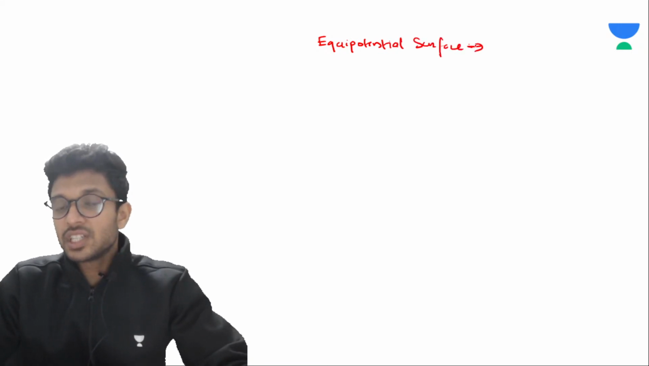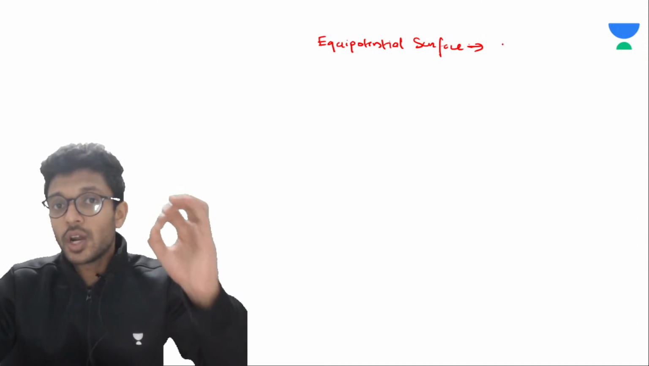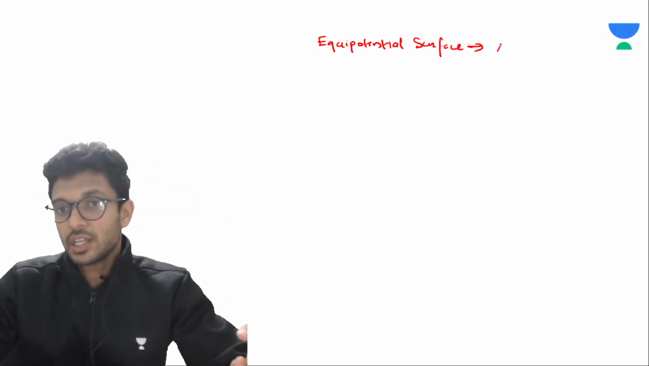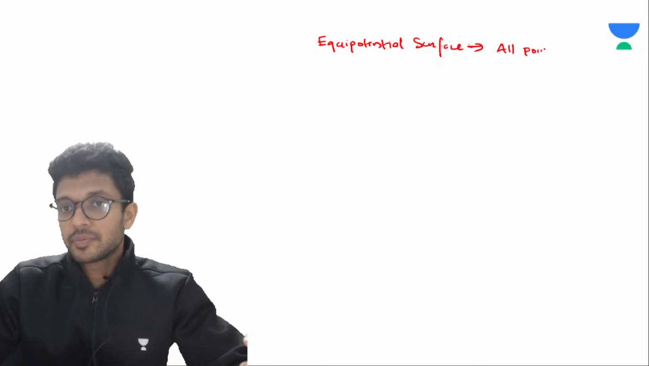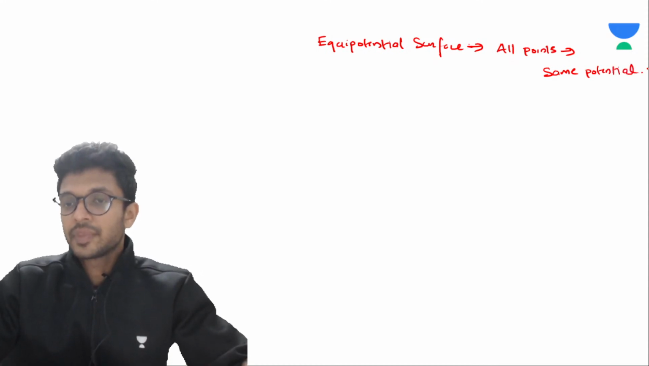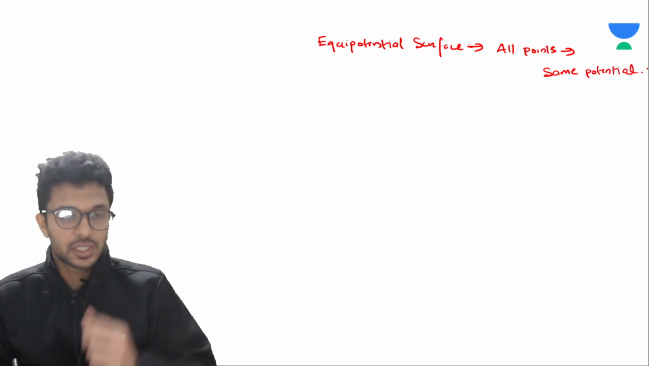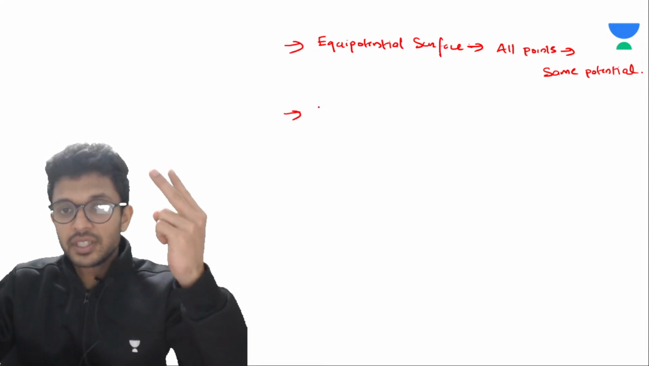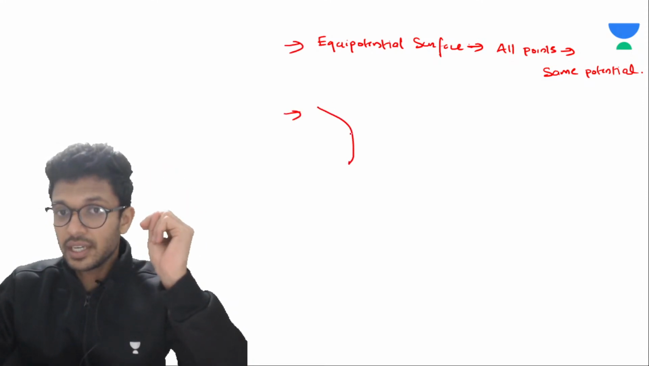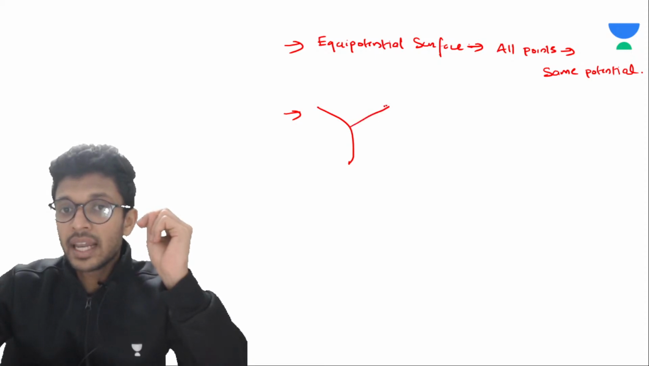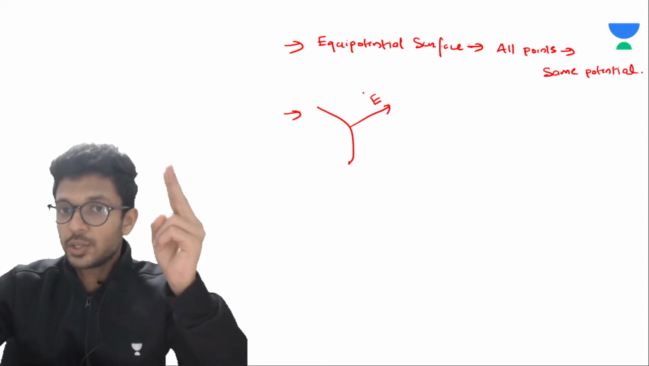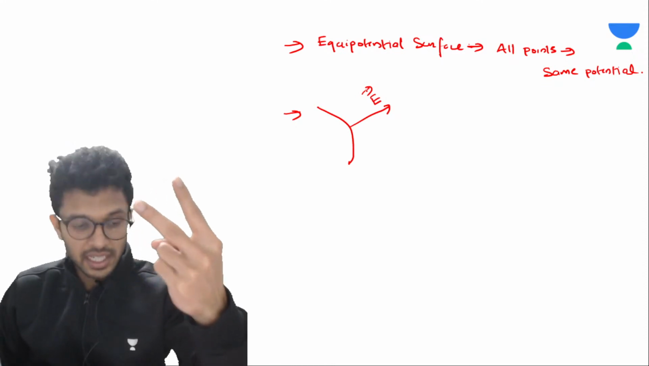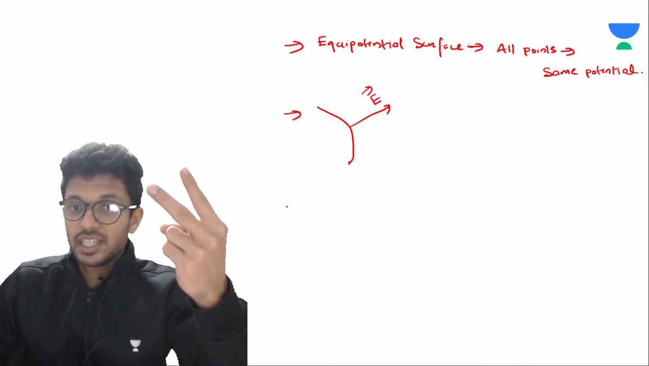Okay, equipotential surface means all the points on the surface will have the same potential. I'll just write it down: all points will have the same potential on that particular surface. That is called an equipotential surface. The second concept: if this is an equipotential surface, the direction of electric field will be perpendicular to it. Second concept, write it down.